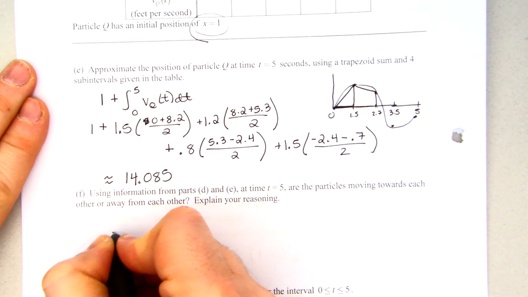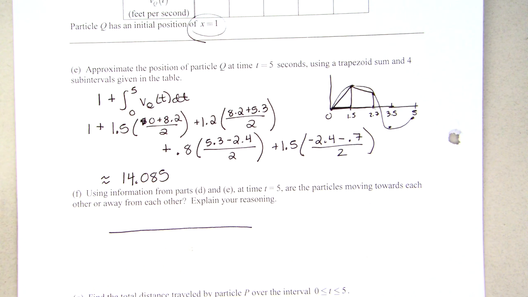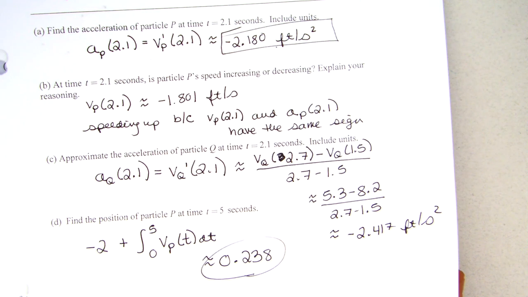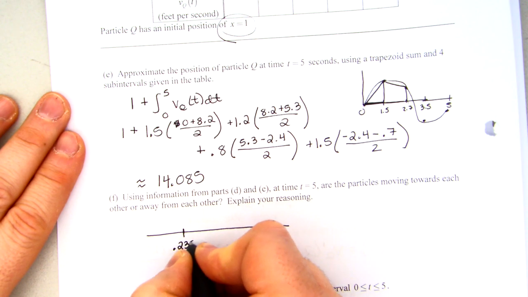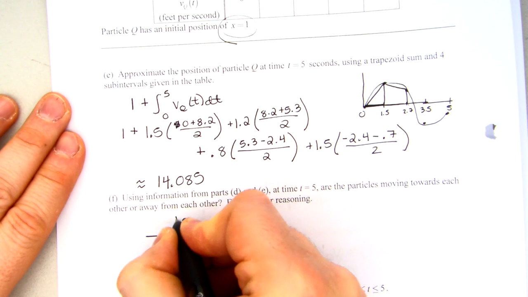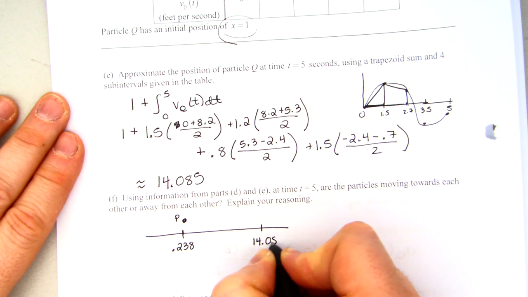So how about I start by just dealing with the positions, because I already know my positions. I know the position of particle P is 0.238. So particle P is over here, 0.238. That's P. And I know that Q is at 14.085.